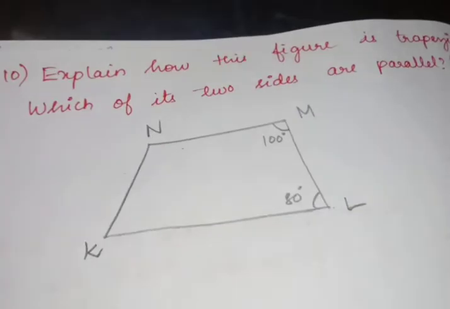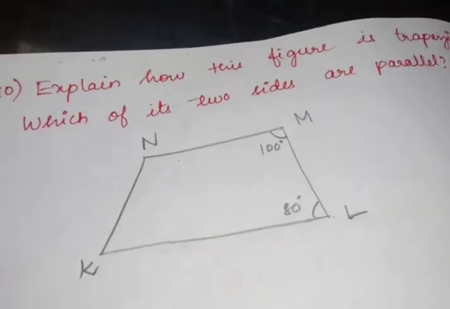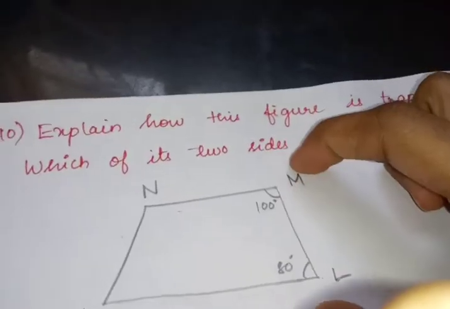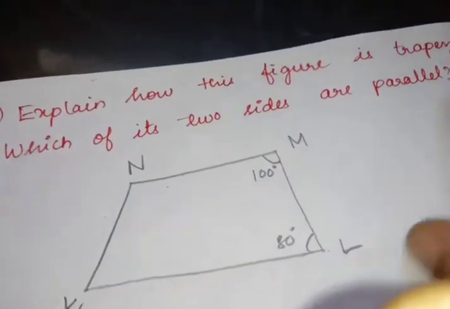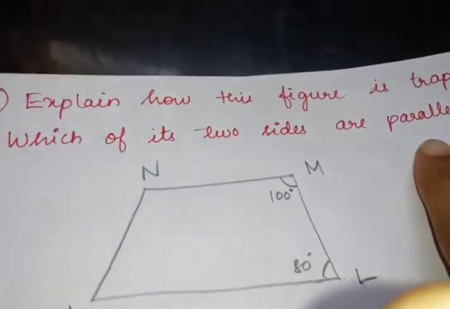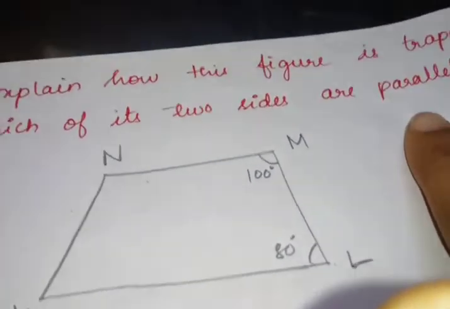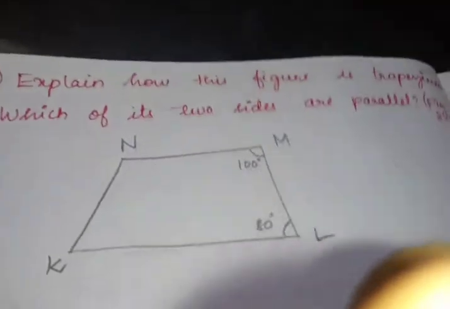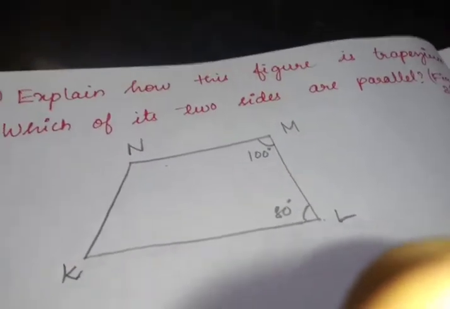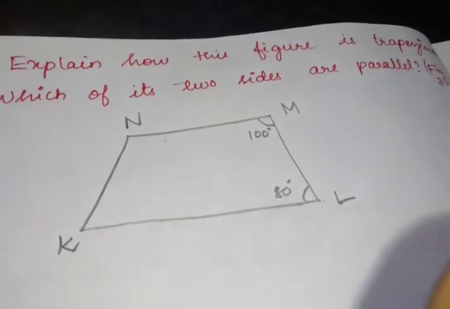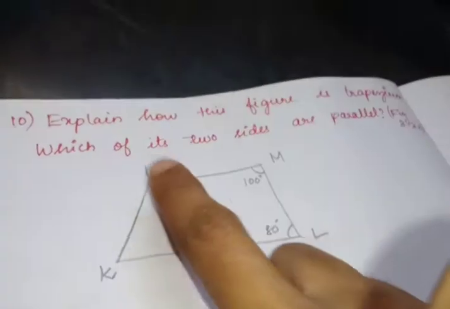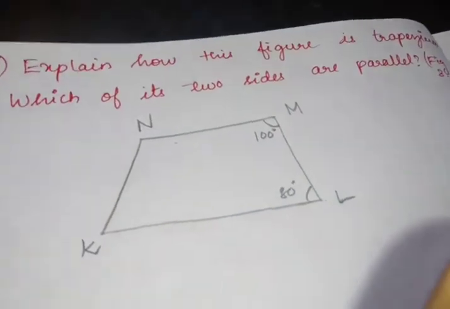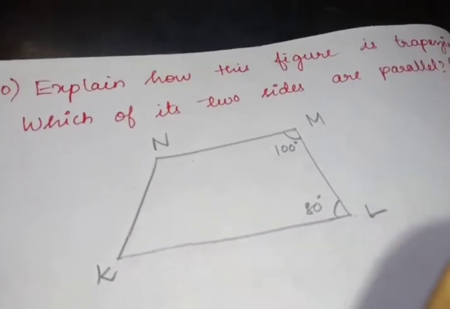Explain how this figure is a trapezium. We are going to explain that this given figure is a trapezium. Which of its two sides are parallel? I already told you, in a trapezium any one pair of sides will be parallel, then it is a trapezium, right? So we are going to show which sides are parallel, whether these two sides or these two sides are parallel, by using this figure. Now let's see.